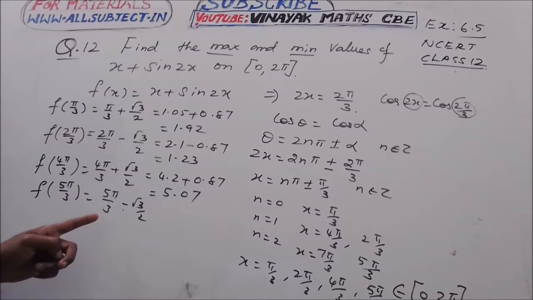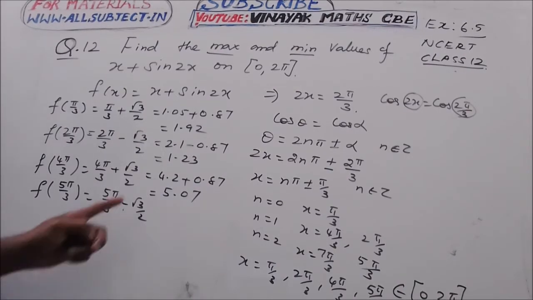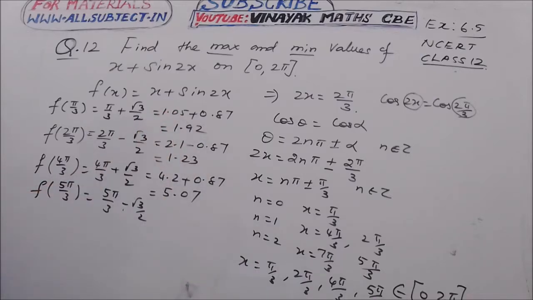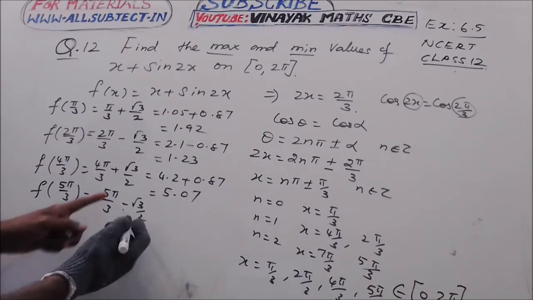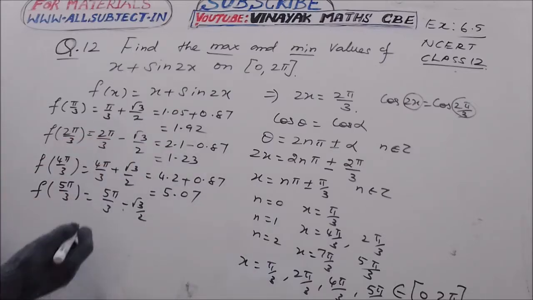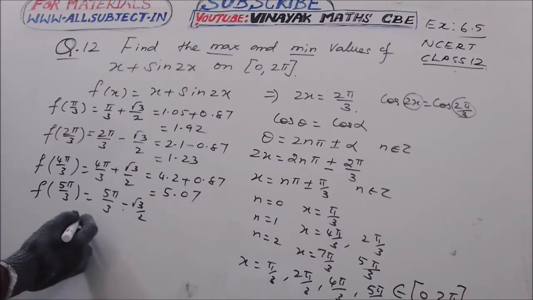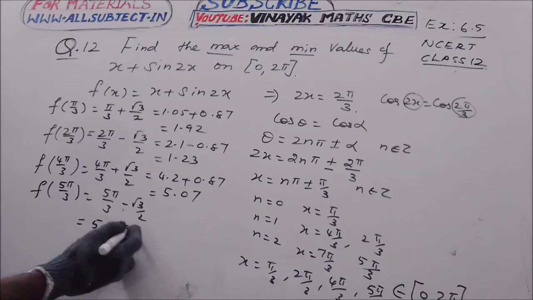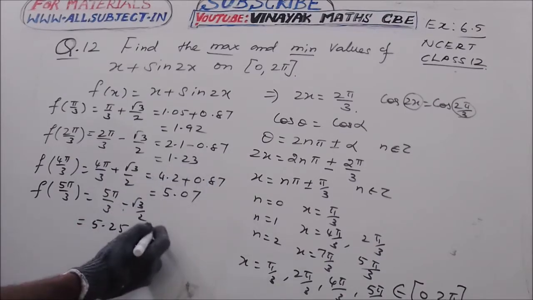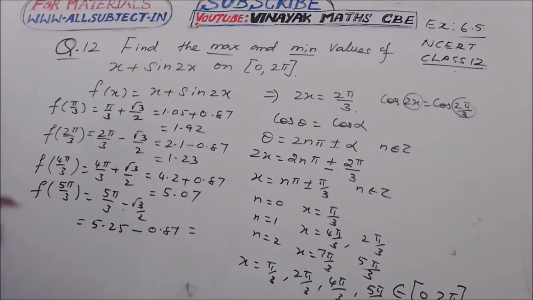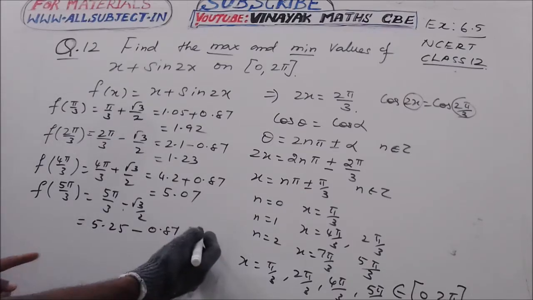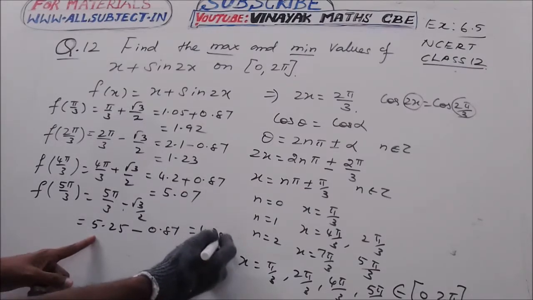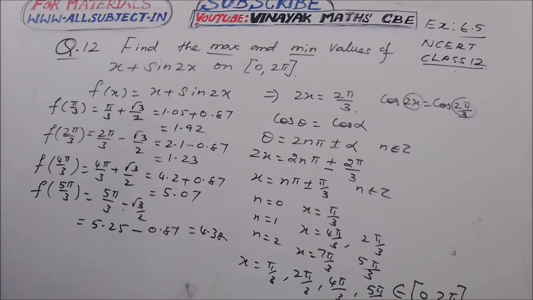So calculating this value, 5 pi by 3 will be approximately 5 times 1.05, that is 5.25, minus root 3 by 2, which is 0.87. Subtracting these two values, approximately it is equal to 4.38. Now we need to find the f value at the endpoints 0 and 2 pi.